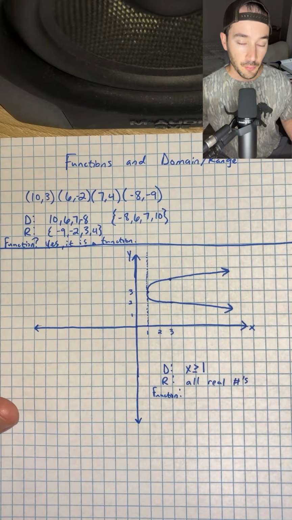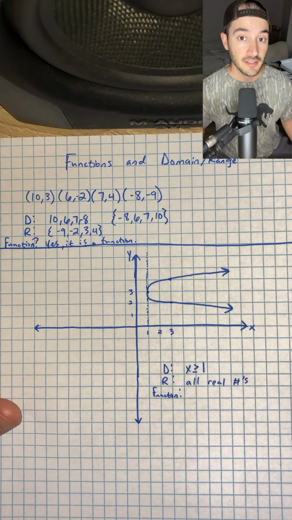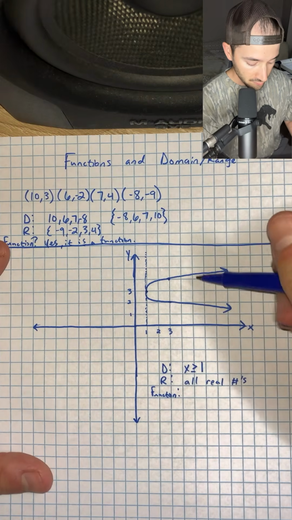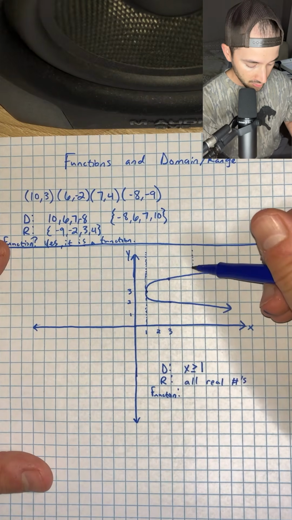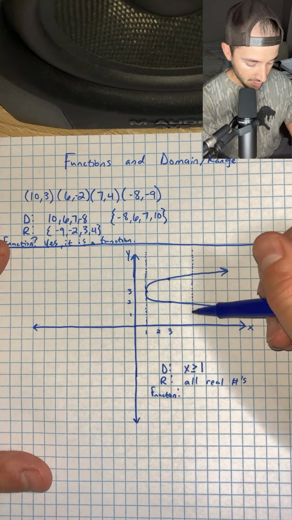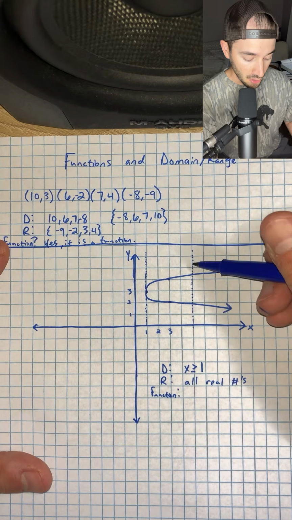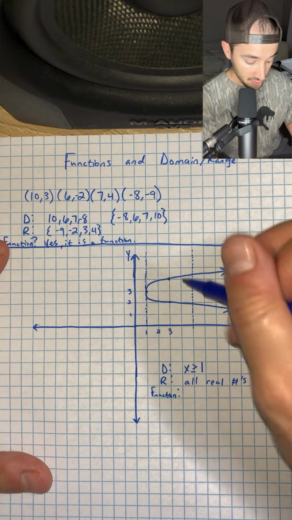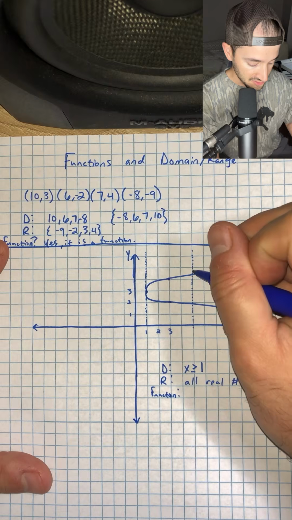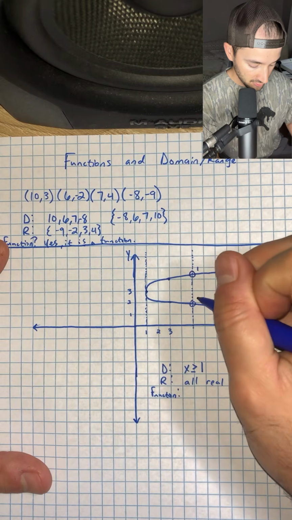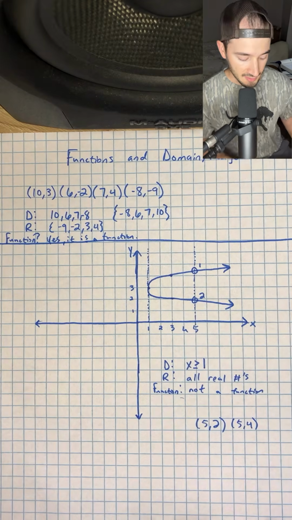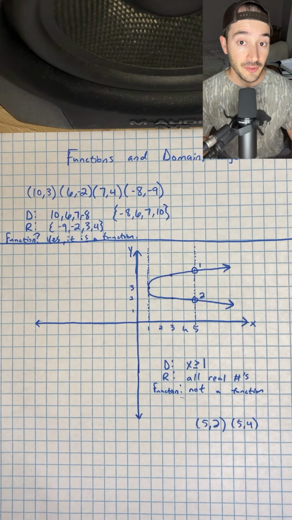All right, and then whenever we have a graph, the way that we can tell if it's a function or not is to use the vertical line test. So if we draw a vertical line anywhere down through the graph, okay, we can only cross the graph once. All right, so for this graph, we cross it 1, 2 times, okay? So that means it's not a function. And so that's just a quick review of domain and range and functions.